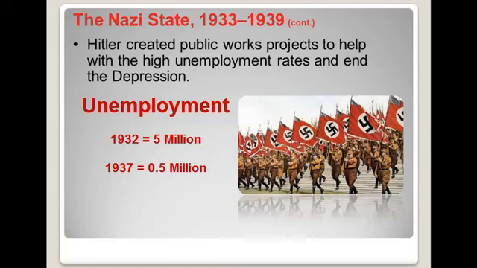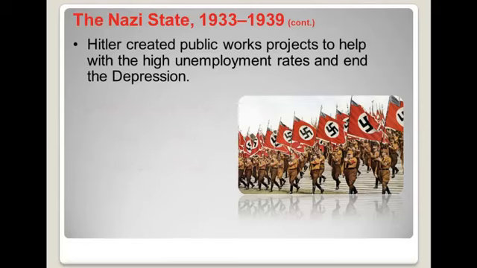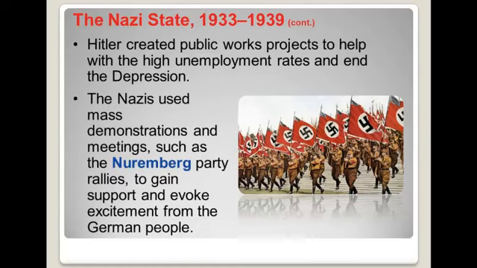Now, this helped Hitler gain legitimacy. Okay, and some business leaders at this time were still thinking, well, is this a good thing with some bad negative consequences attached, or is this something that is pure evil with some good outcomes? And at the beginning, a lot of people still weren't sure, and that's why they didn't take action to overthrow the regime. Now, the Nazis used mass demonstrations and meetings, such as the Nuremberg party rallies, which we can see an image of to the right, to gain support and to evoke excitement from the German people. We'll take a closer look at one of these rallies for the Hitler Youth later in the screencast.